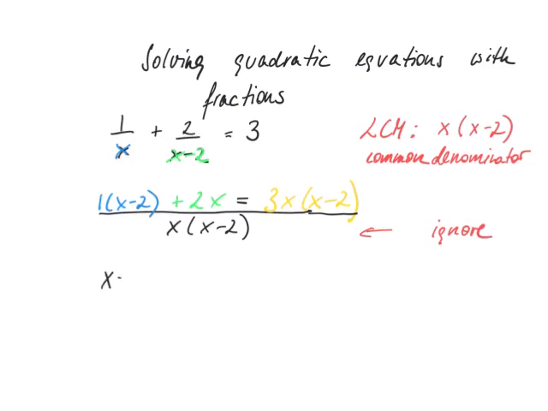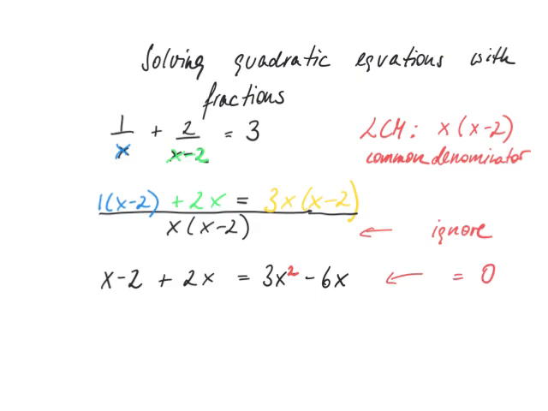So I have my x minus 2 plus 2x equals, and now I multiply out the yellow bracket. So 3x times x is 3x squared, and 3x times minus 2 is minus 6x. So now I have a quadratic equation, because I have a square here. I said before, the only way we can solve it is if we equal it to 0. Yeah, so it has to equal 0.